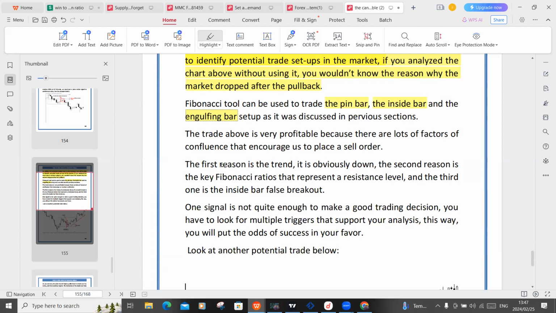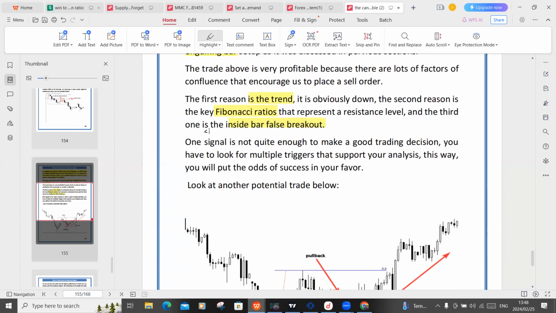Before you take your trade, you want reasons to trade. I always mention have your reasons to trade. So the first reason is the trend, and it is obviously down. The second reason is the key Fibonacci ratios that represent a resistance level. And the third one is the inside bar false breakout, right? One signal is not quite enough to make a good trading decision. You have to look for multiple triggers that support your analysis. This way you put the odds of success in your favor.